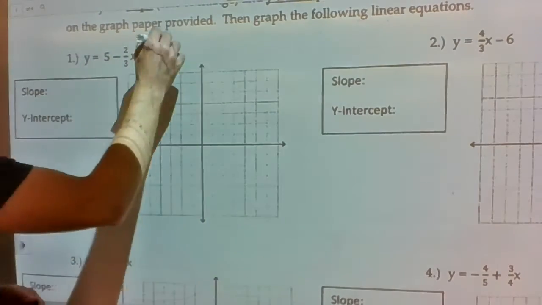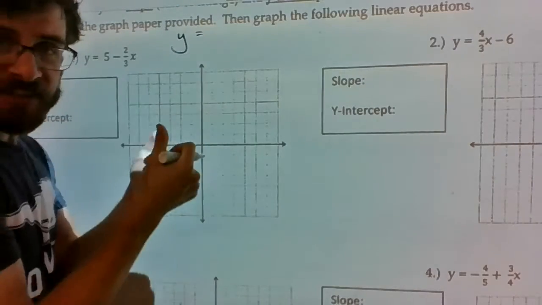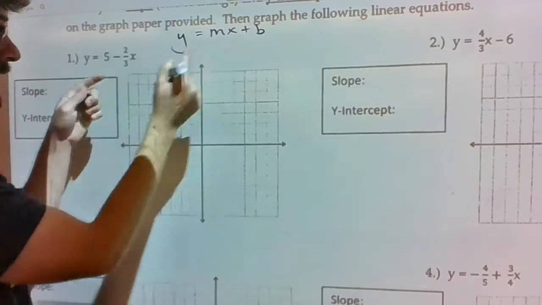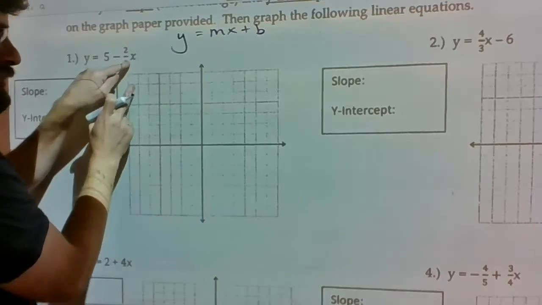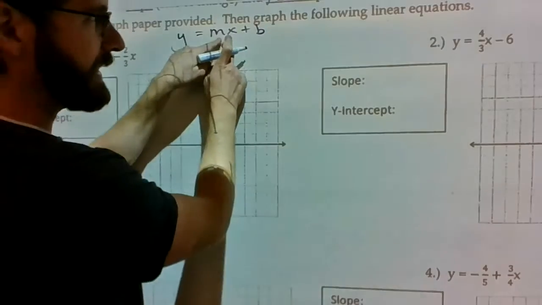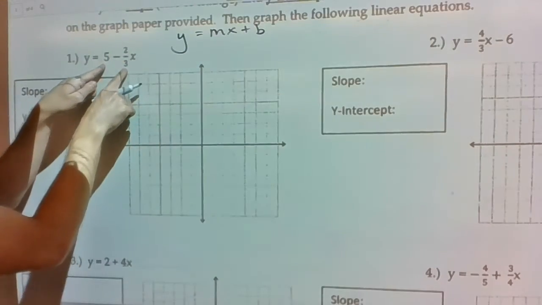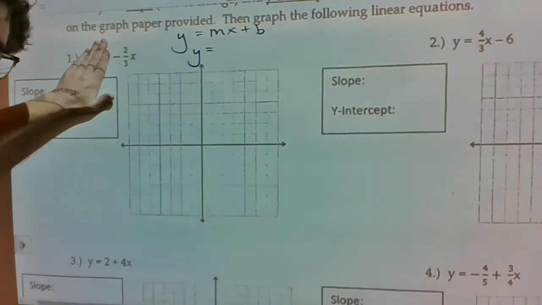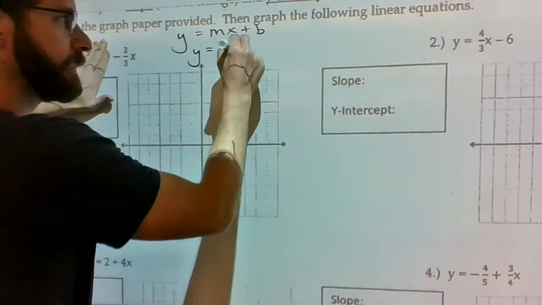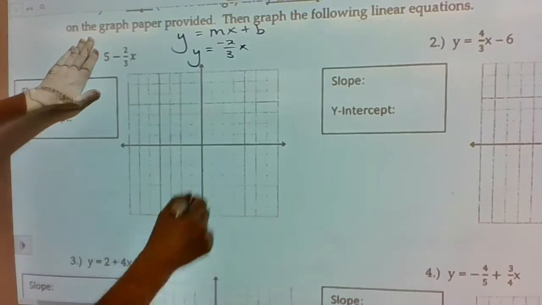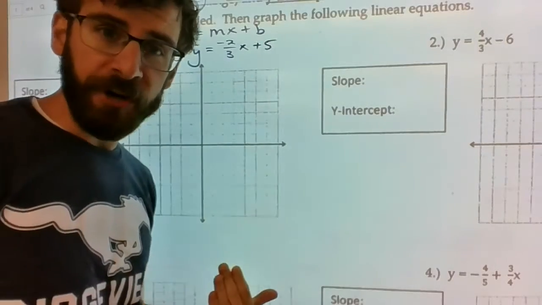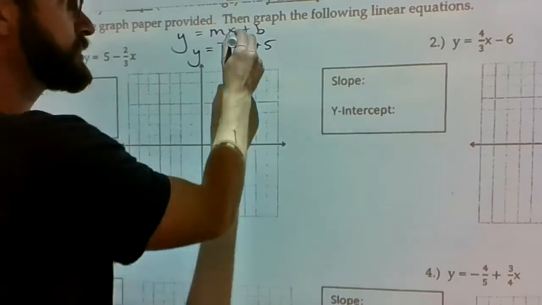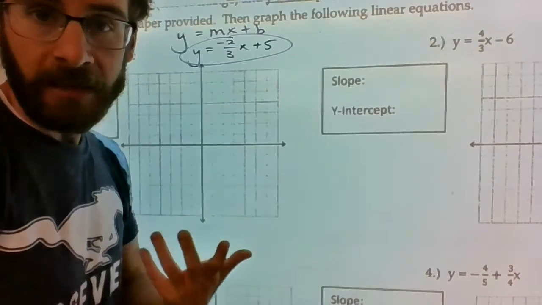Right away, we've got y by itself, so that's good news. This is what we want it to look like. The problem is 5 minus 2/3 x does not look like mx plus b. What we have to do is rearrange this in such a way that the negative 2/3 x comes first, and then the plus 5 comes later. That's the commutative property that allows us to rearrange things that are already on the same side of the equation. So that's definitely something that we are allowed to do.